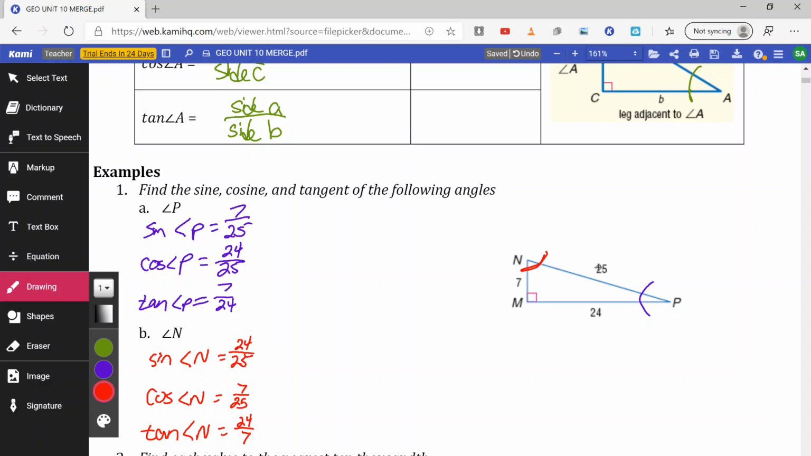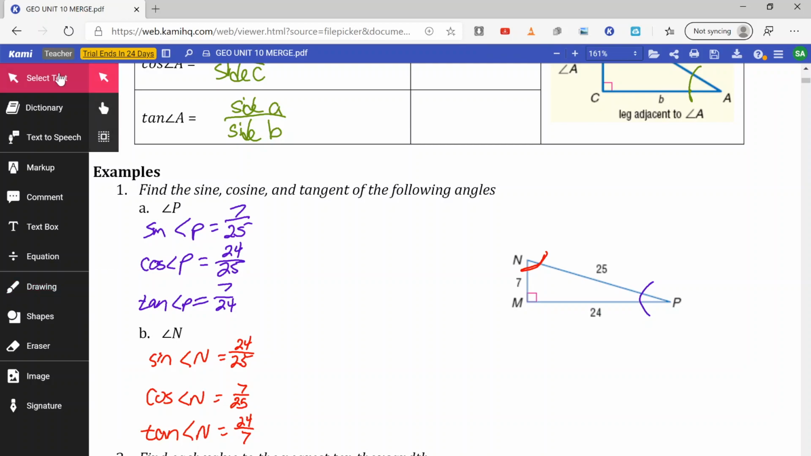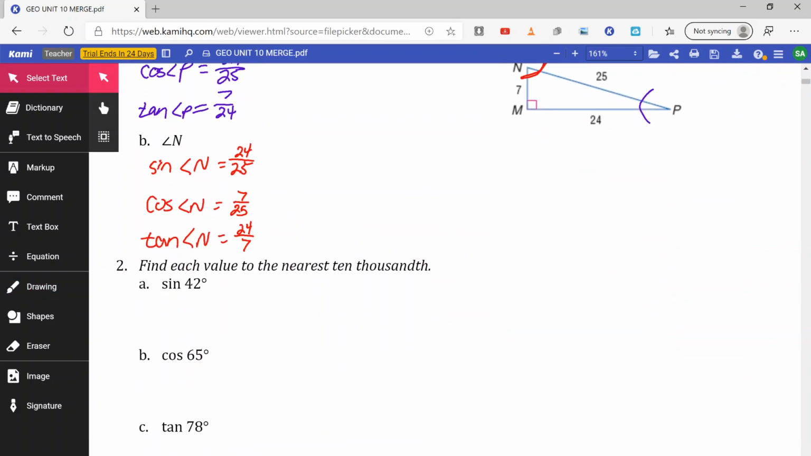Notice the relationship between the two angles that are not the right angle. If I look at angle P versus angle N, notice sine of angle P is the same as cosine of angle N. Cosine of angle P is the same as sine of N. And then the tangents are inverses of each other. And we can use that to our advantage later on.